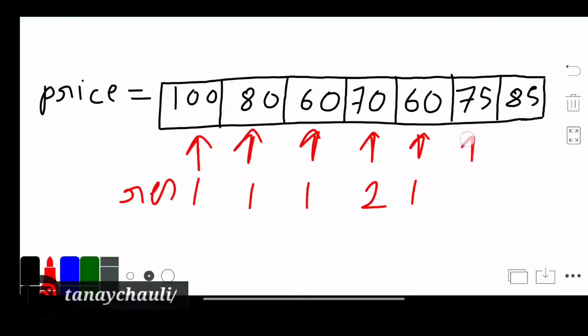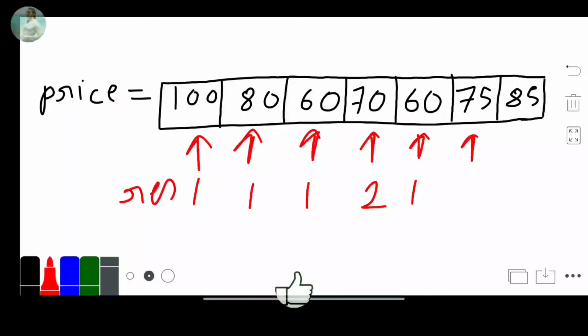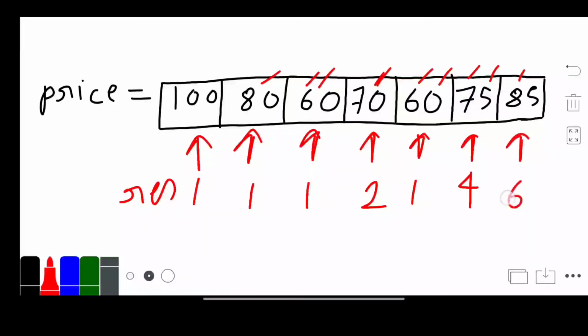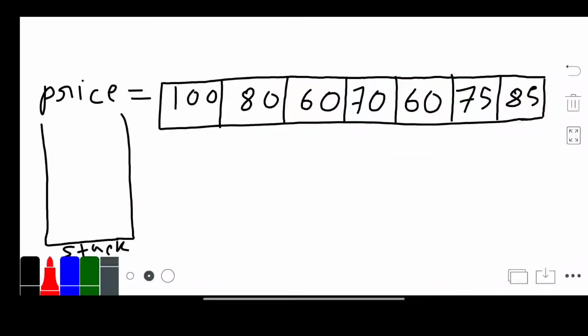Now we check 60: is there any lesser or equal price for 60? Yes, the equal price, 60 itself, so we return 1. Check 75: is there any lesser or equal price? Yes, the lesser prices are 60, 70, 60 and the equal price is 75, so our count is 4. For 85, on the left side there are 5 lesser prices, that is 80, 60, 70, 60, 75, and 85 itself, so our count is 6. We return 1, 1, 1, 2, 1, 4, 6 as our answer.